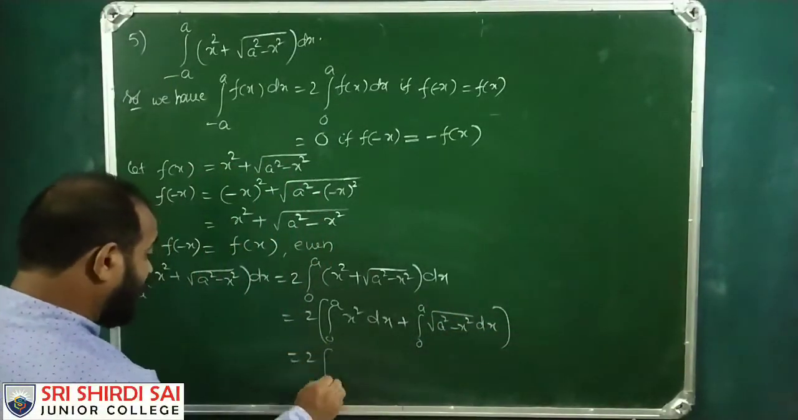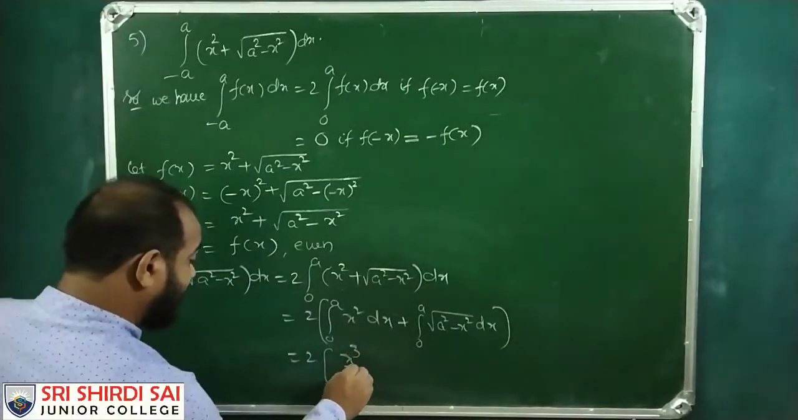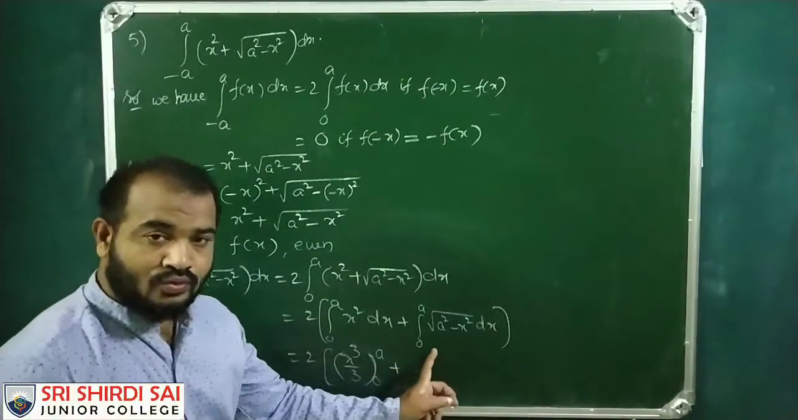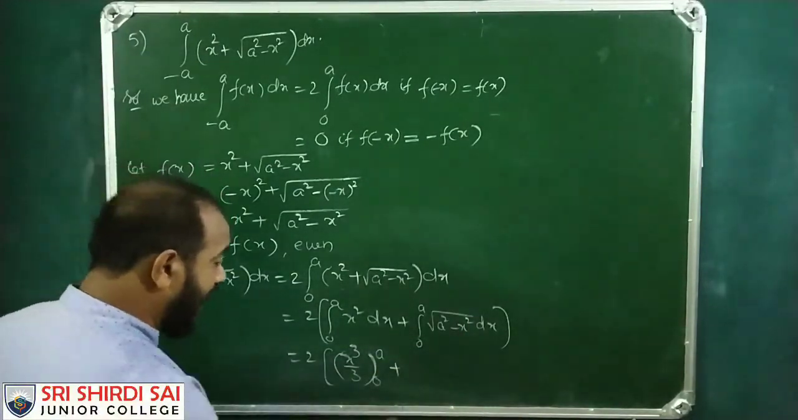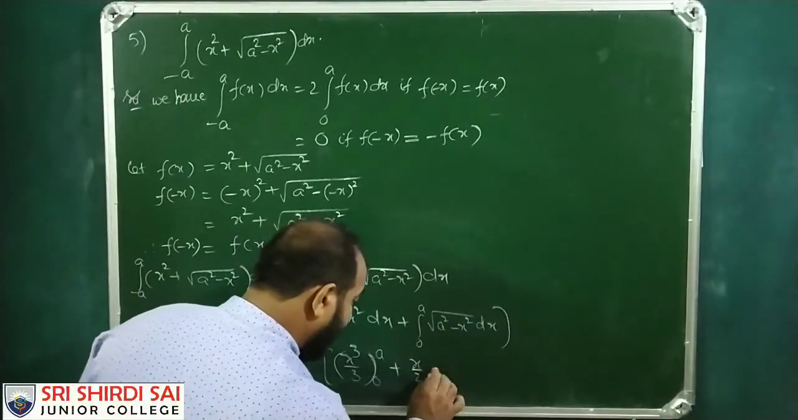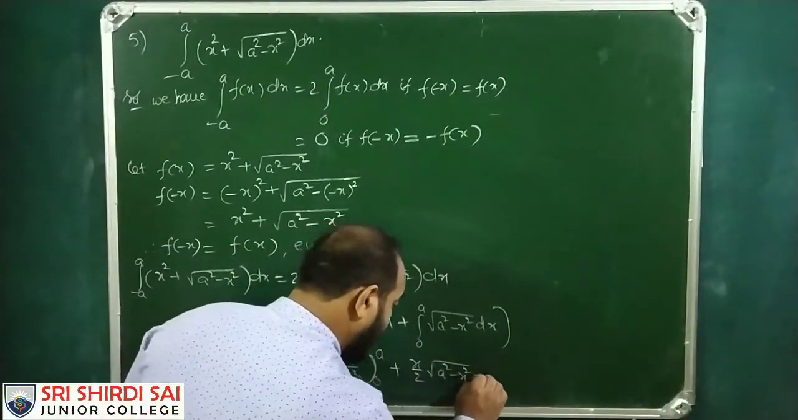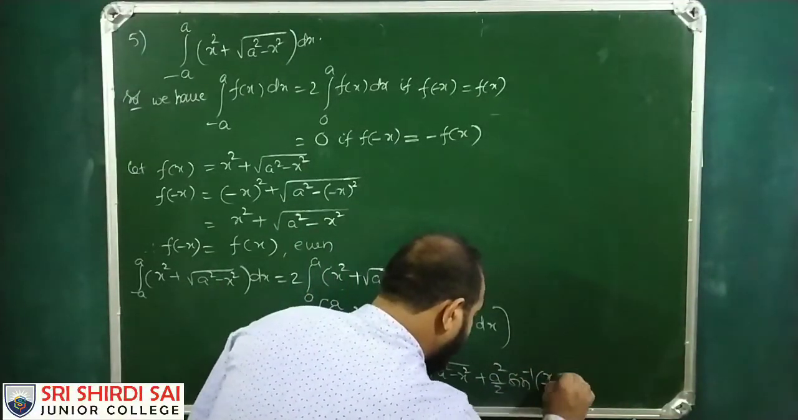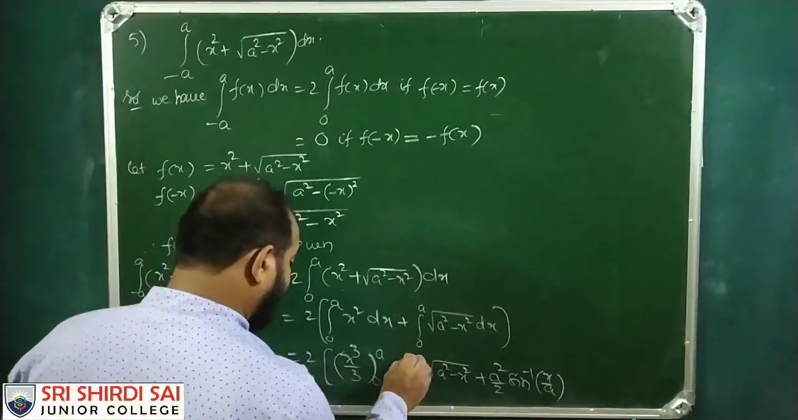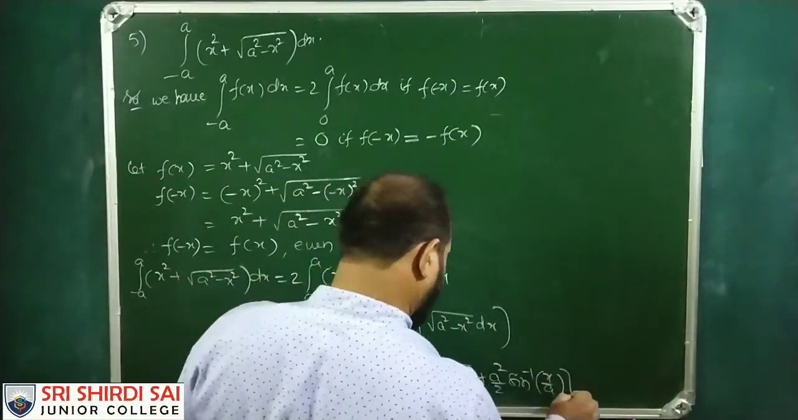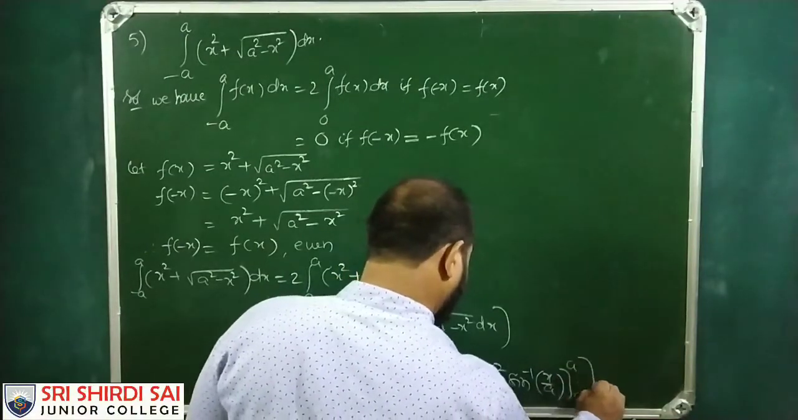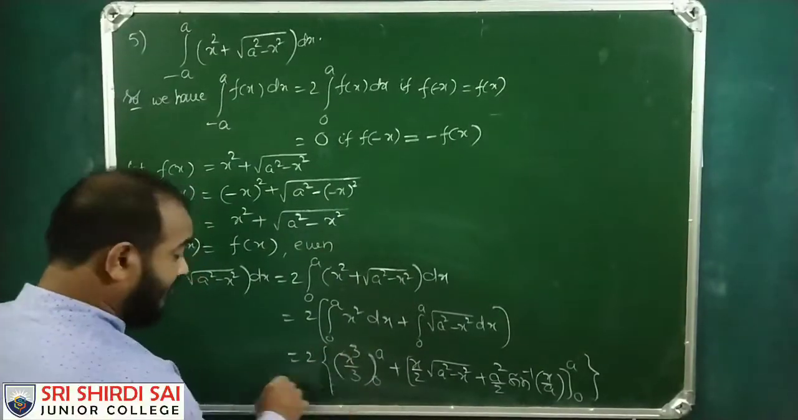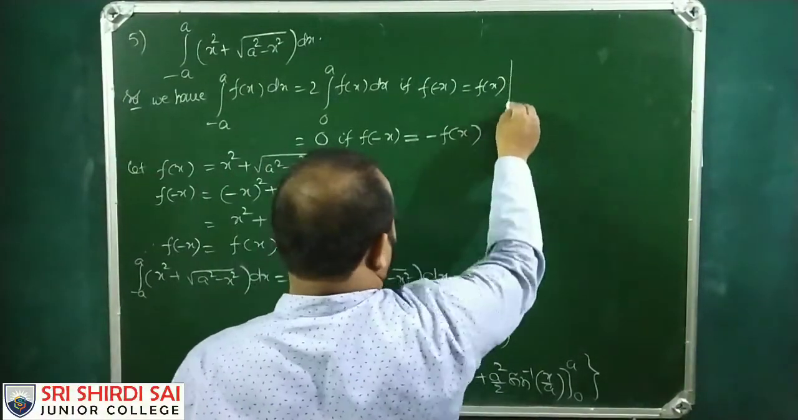So 2 into integral x square dx is x cube by 3 from 0 to a, plus this formula is well known to us. What is the integral of root of a square minus x square? x by 2 root of a square minus x square plus a square by 2 sine inverse x by a. Since the process of integration is over, 0 to a is to be written here. Otherwise we will use this curly bracket, since 2 is getting multiplied with it as a whole. So let us continue here.